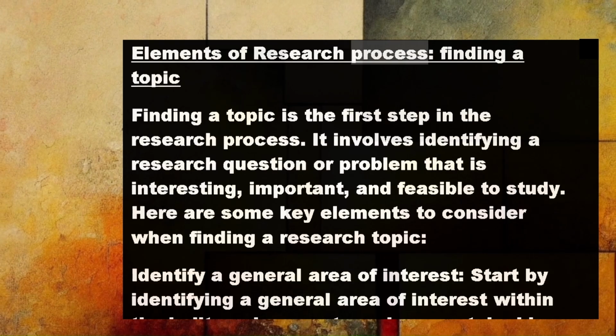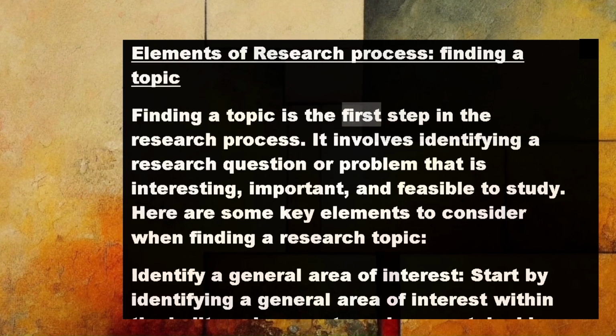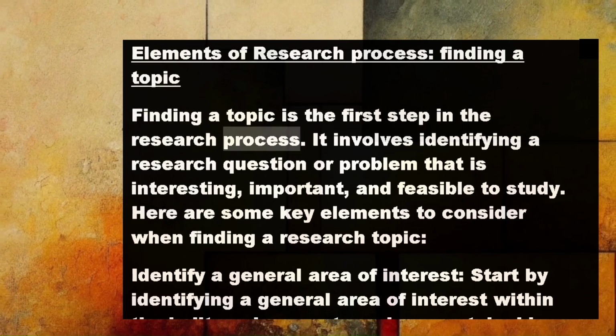Elements of research process. Finding a topic. Finding a topic is the first step in the research process. It involves identifying a research question or problem that is interesting, important, and feasible to study. Here are some key elements to consider when finding a research topic.